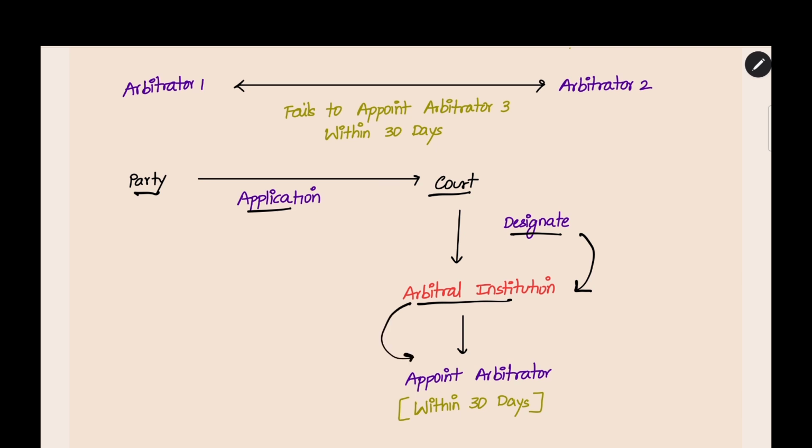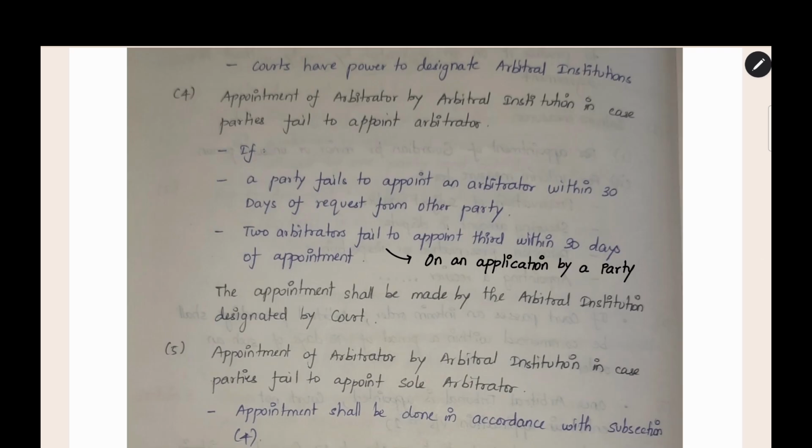The arbitral institution will appoint an arbitrator for you. You don't need to search for arbitrators. The arbitral institution will also appoint within 30 days. The court will order the arbitral institution and the institution will appoint the arbitrator within 30 days. This is the procedure given under section 11 subsection 4. This is an important section and all the appointments under section 11 will be made under section 11 subsection 4. We will be studying it later. This is the procedure for appointment given under section 11 subsection 4.